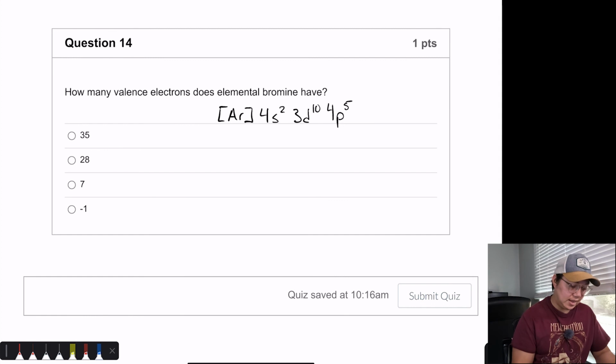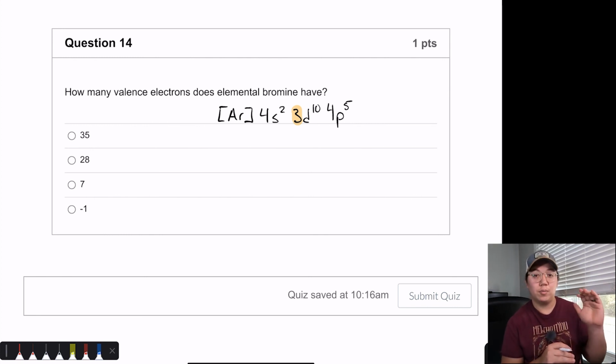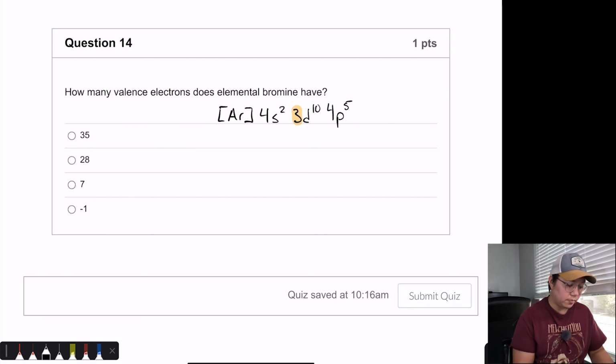Now, 3d10 is 3. 3 is a lower energy level than 4. As that principal number increases, so does the energy. So these are actually inner shell electrons, but this is the electron configuration. So we're only concerned with the electrons that are in the 4th principal quantum shell. So we're going to get 2 plus 5, which is 7. So we have 7 valence electrons.